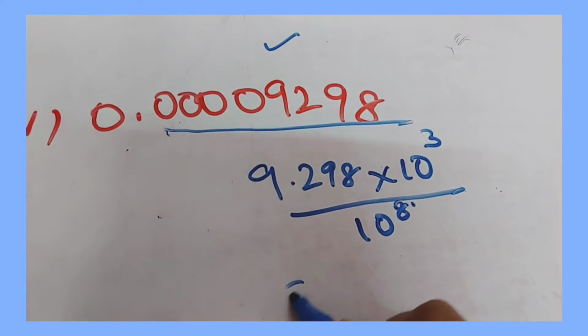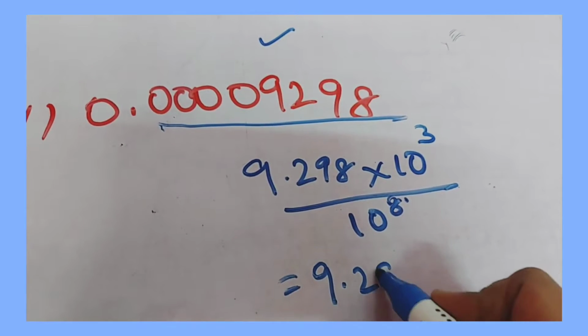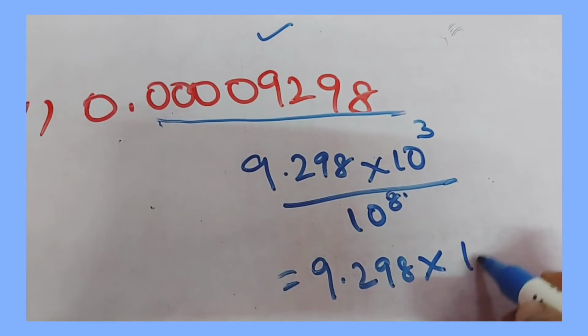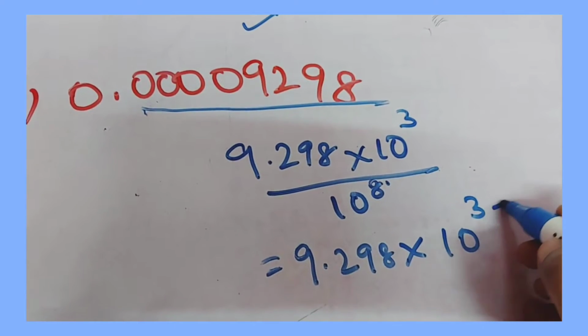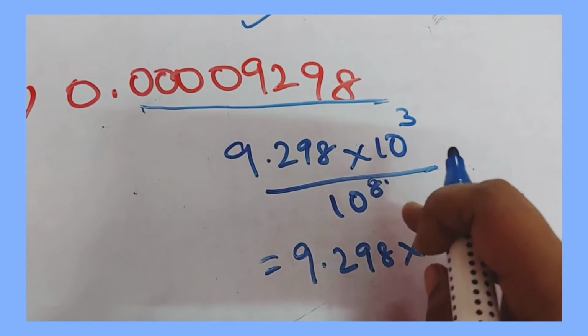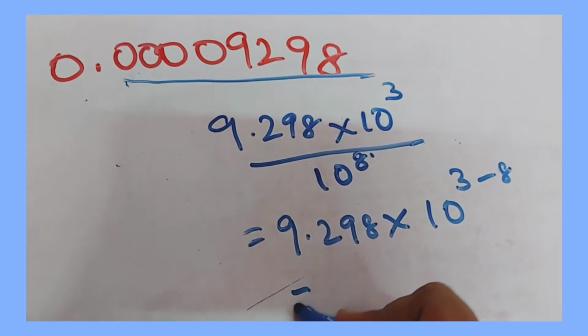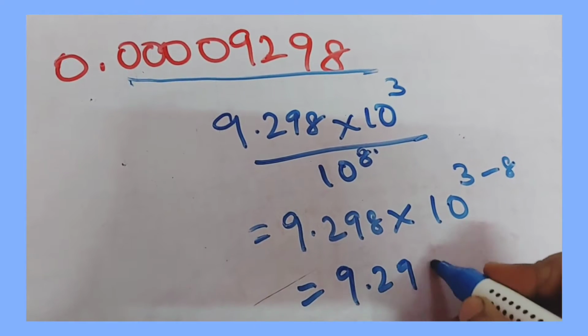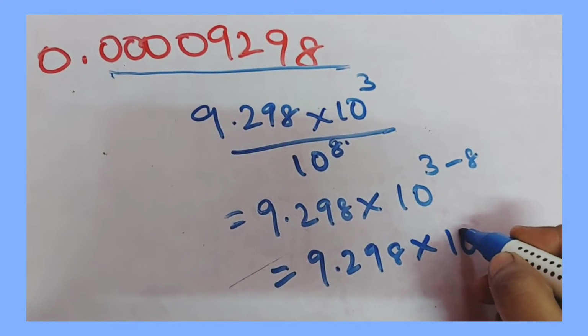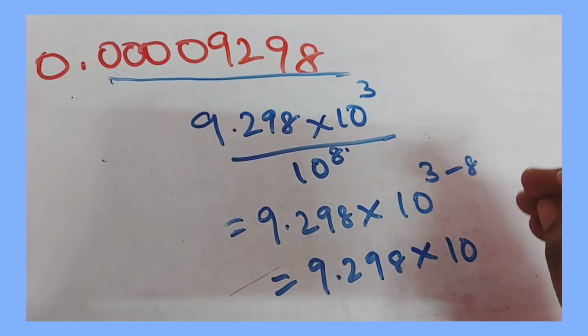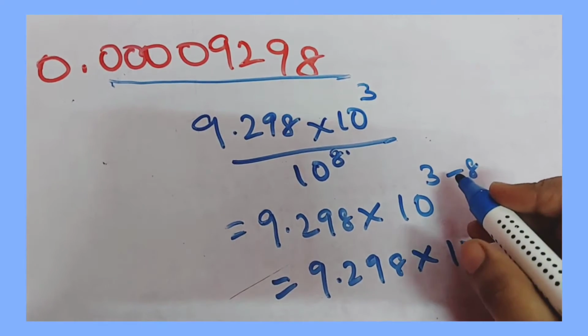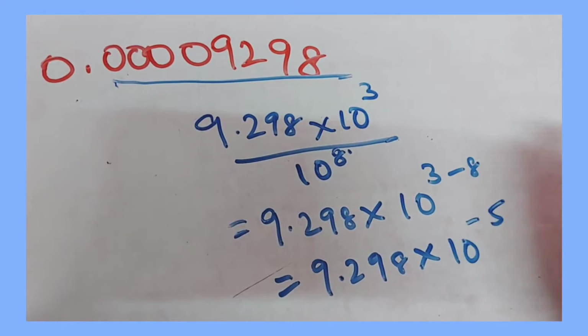Now what you have to do: 9.298 into 10 to the power of 3 minus 8. As by is there, you have to take minus. Then 9.298 into 10, so 8 minus 3 is 5. So it is minus 5. The minus number is bigger here. It is minus 5.